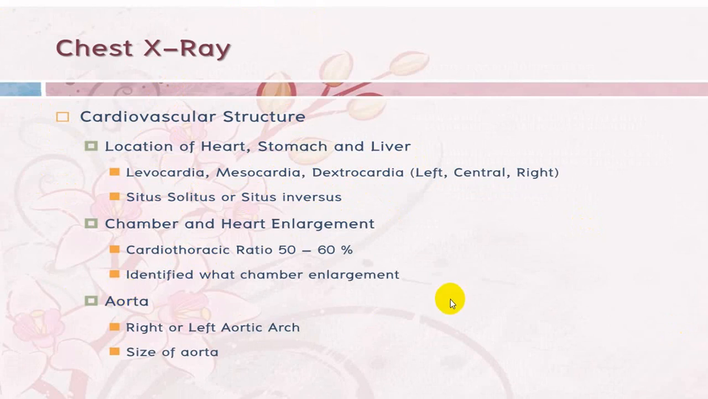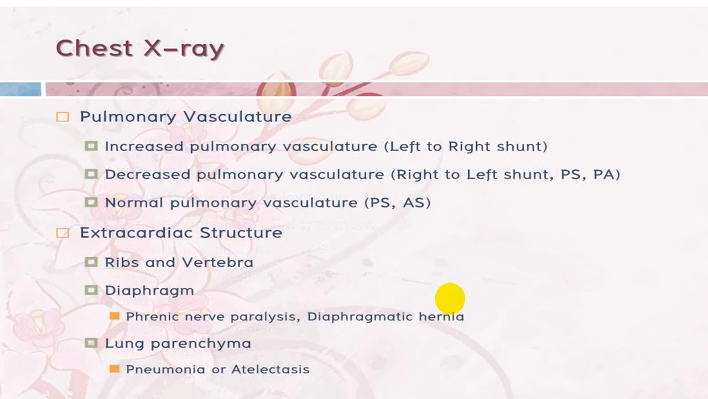Dextro or levo position of aorta you can identify, increased pulmonary vasculature, decreased pulmonary perfusion or decreased pulmonary vasculature, and normal you can identify. Extracardiac structures like rib erosions, vertebra, diaphragm, lung parenchyma, etc.